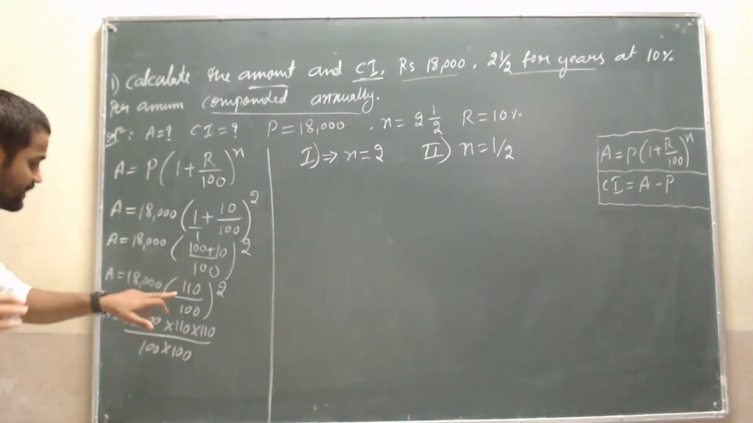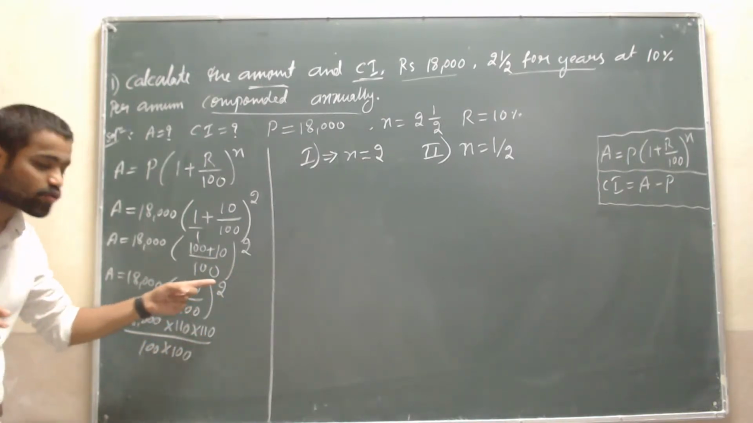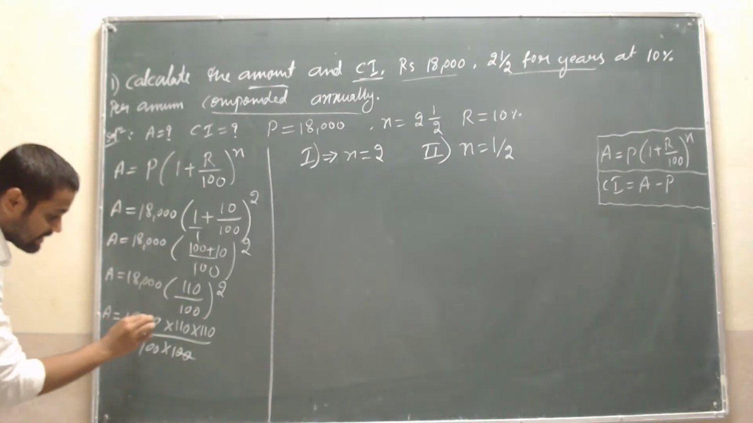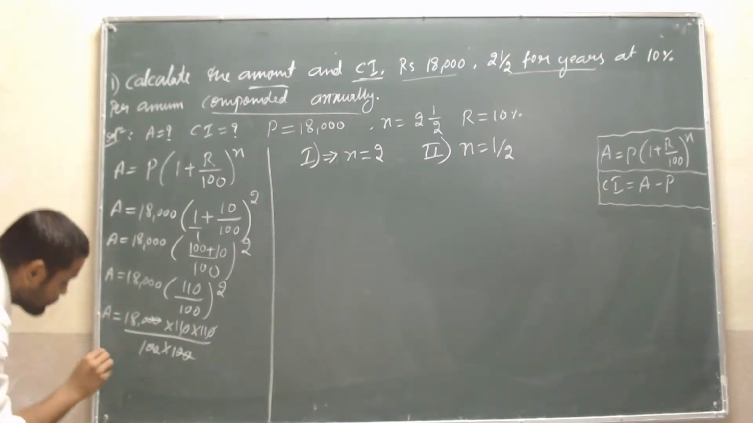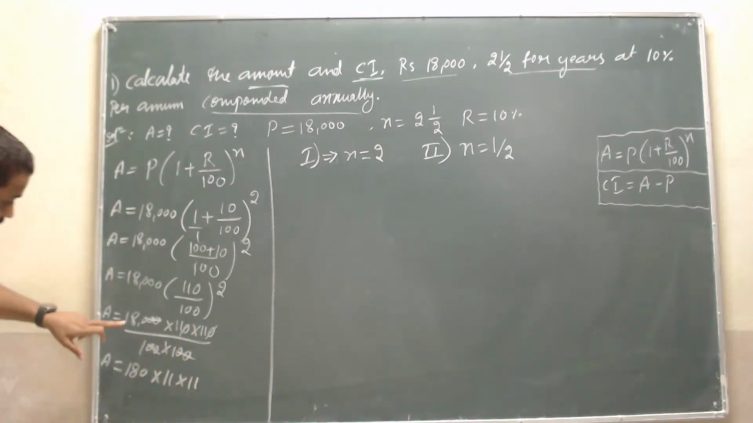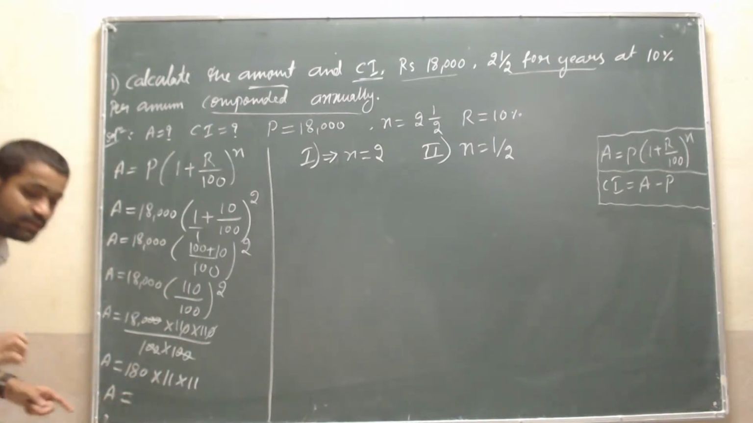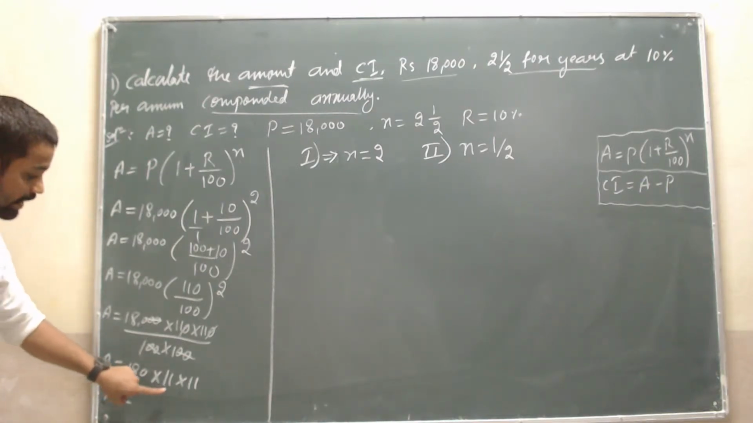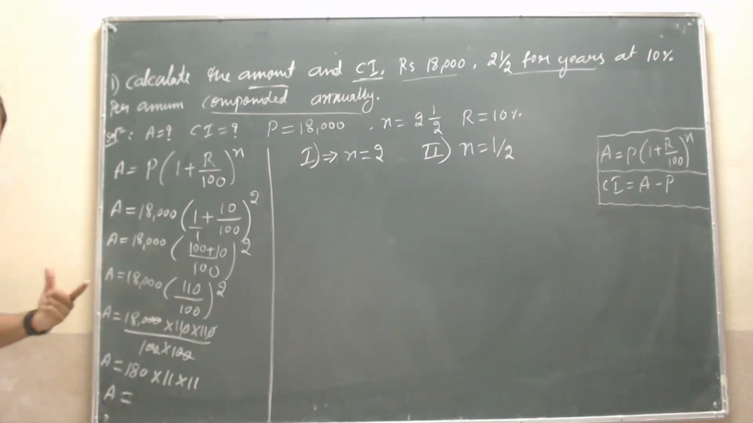See here, each step. 110 whole square is 110 into 110, and 100 square is 100 into 100. Is it clear, students? Then these two zeros get cancelled, and these two zeros, and these two zeros. What remains is A is equal to 180 into 11 into 11. So what is the amount? That is 180 into 121, since 11 into 11 is 121. Tell me the answer, students.